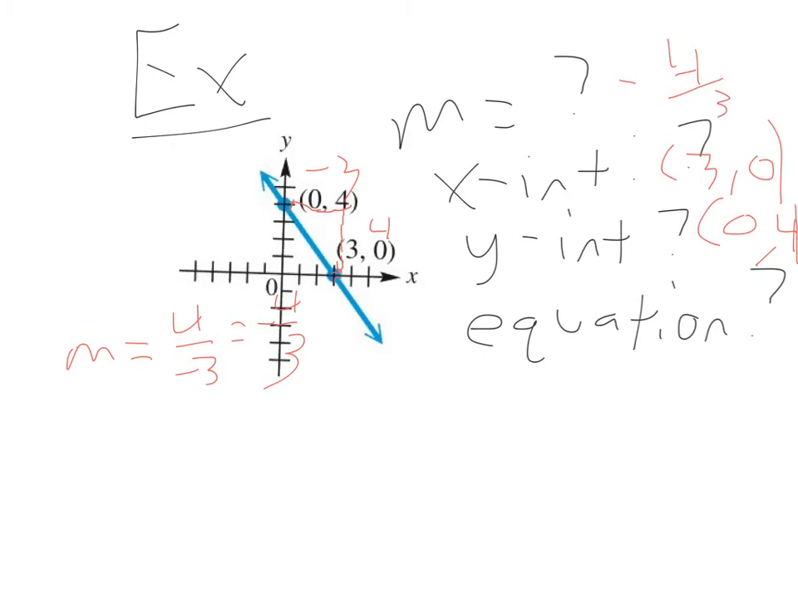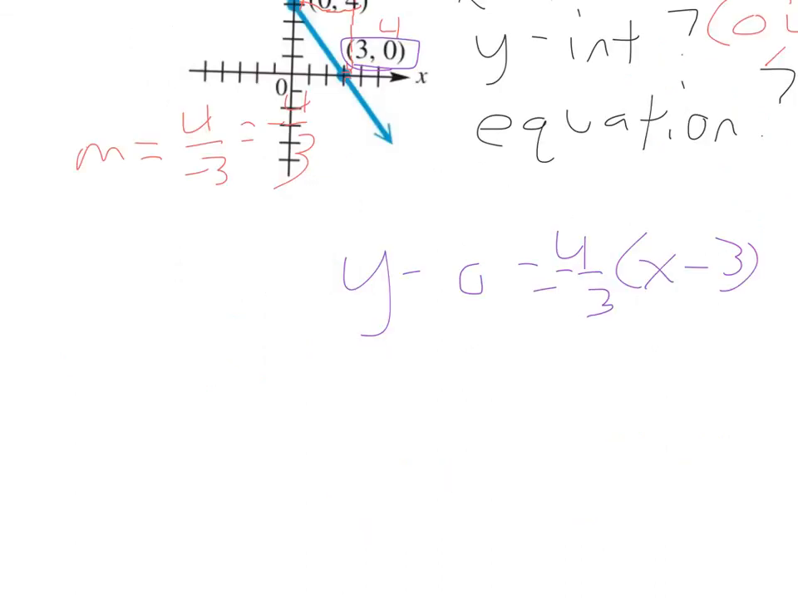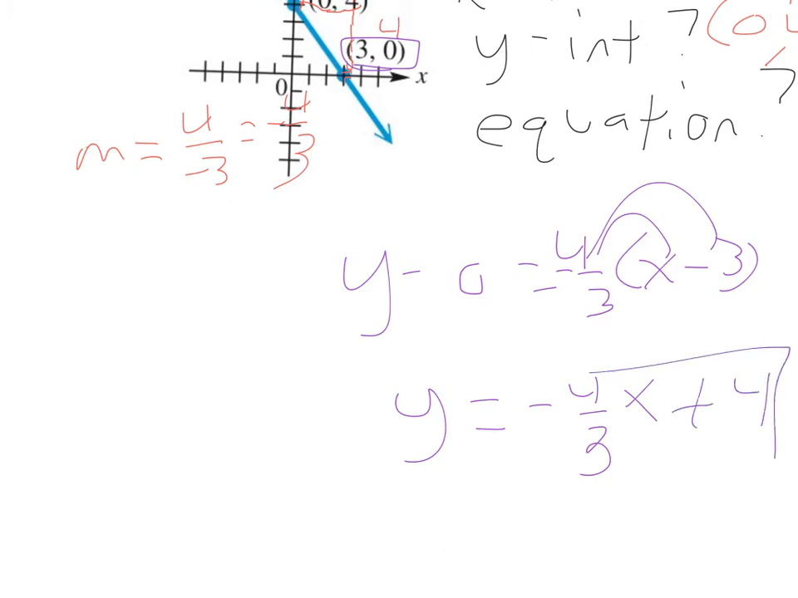And our equation, so it would be y minus, I like using zeros, honestly. So it would be y minus 0 equals negative 4/3, and then x minus 3. Alright, so y minus 0 is y. Negative 4/3 times x is negative 4/3 x. Negative 4/3 times negative 3 would be plus 4.